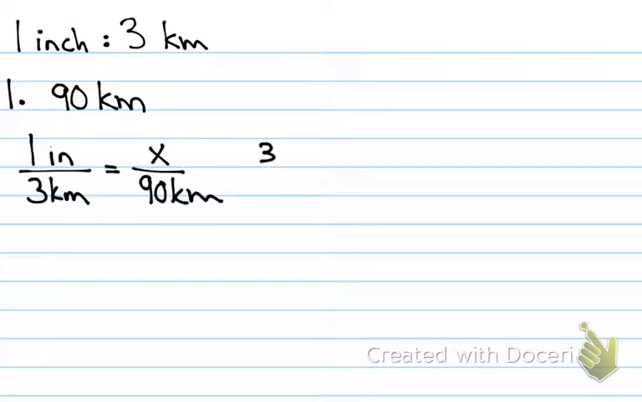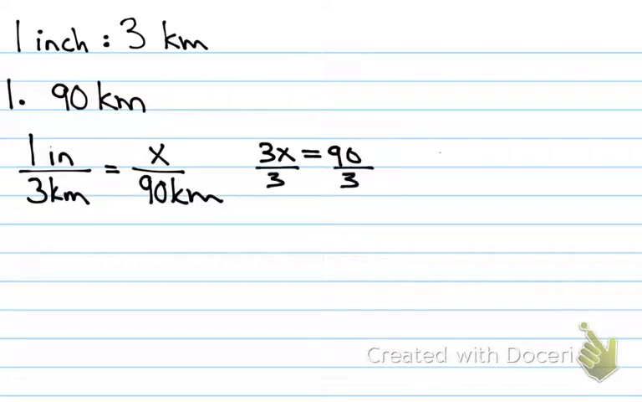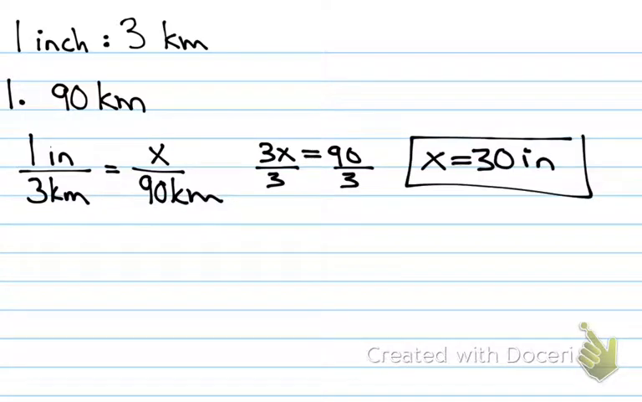So inches over kilometers again, and now I do my cross products. You have to show me the cross products equation. This is what we call a cross products equation because we did 3 times x and 90 times 1. Now divide both sides by 3, and you get your answer of 30 inches. Okay, you have 2 of these on your test tomorrow.